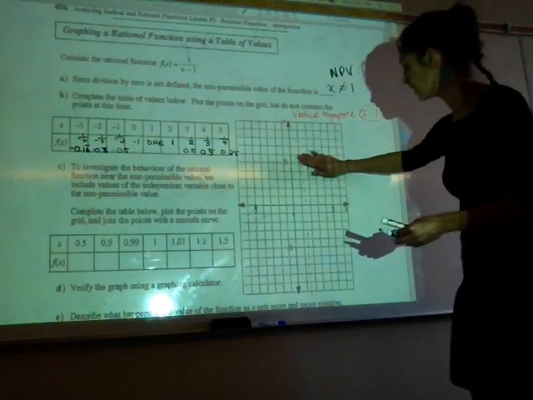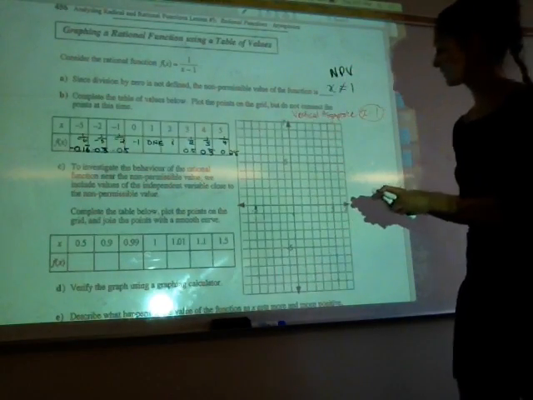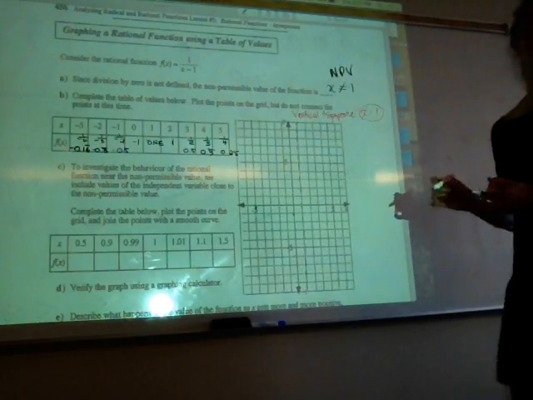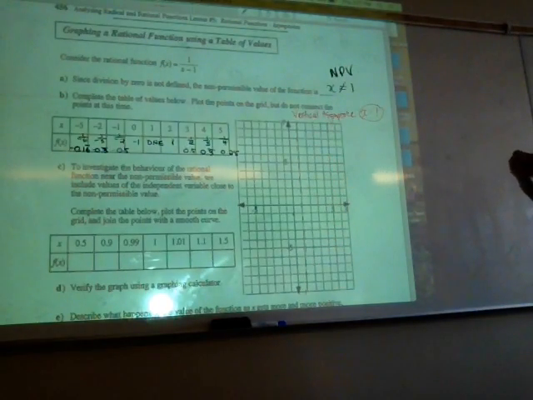I'm going to have to redraw this asymptote. Someone was messing with the card.